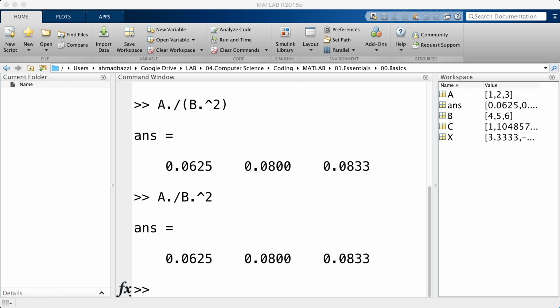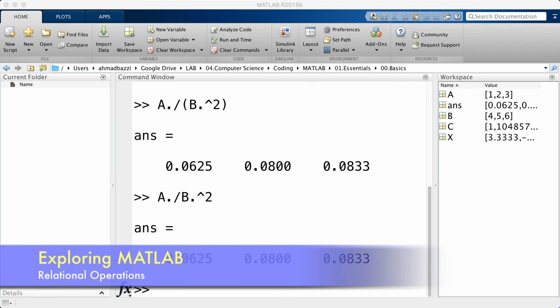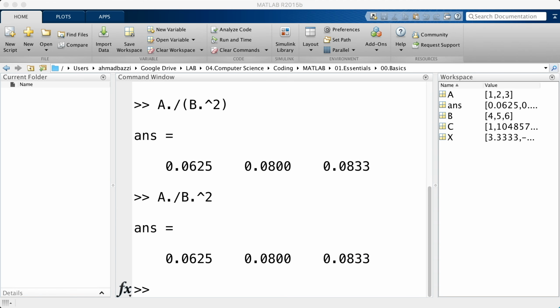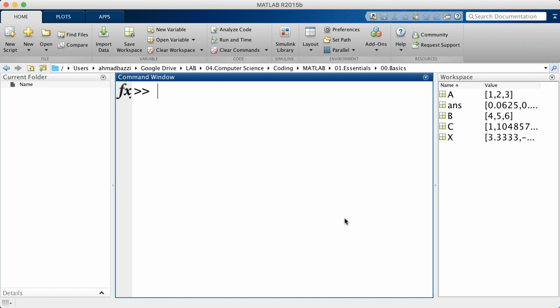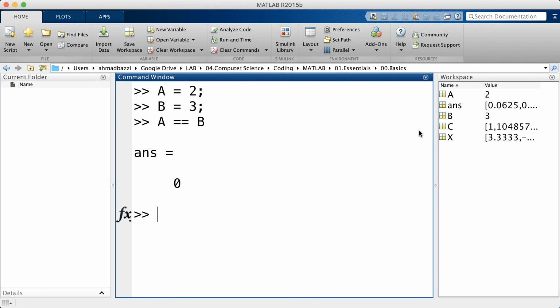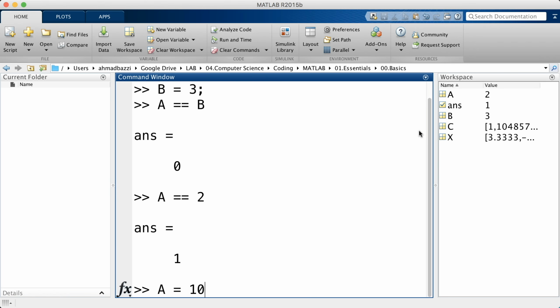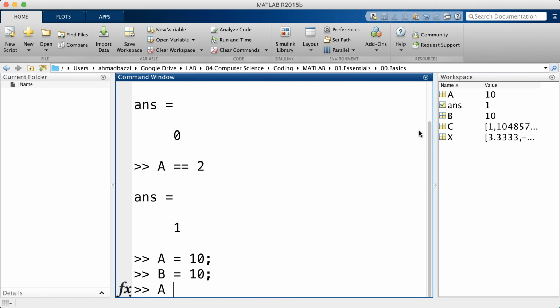So now let's talk about relational operations, which are basically operators done with the purpose of comparing two quantities. Let's start off with the equality. So say I've got A is 2 and B is 3. It's double equals. That stands for a relational equality. So we're testing if A is equal to B. Obviously they're not equal, so I'll get a 0. In case they are, so A is equal to 2, we get a 1. So A is 10, B is 10 as well, you get a 1.